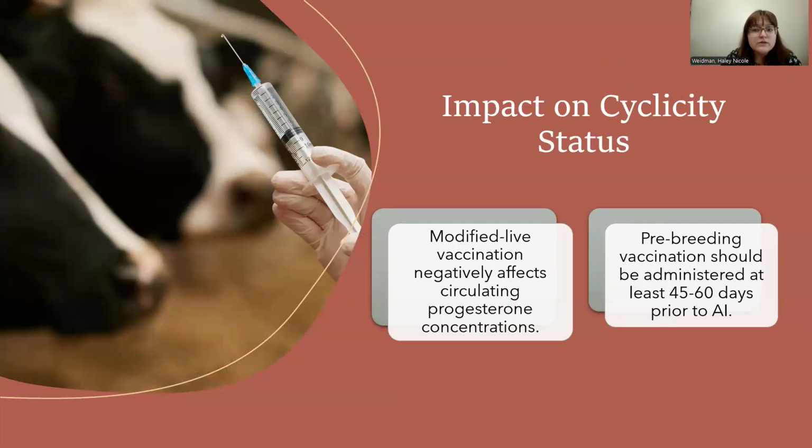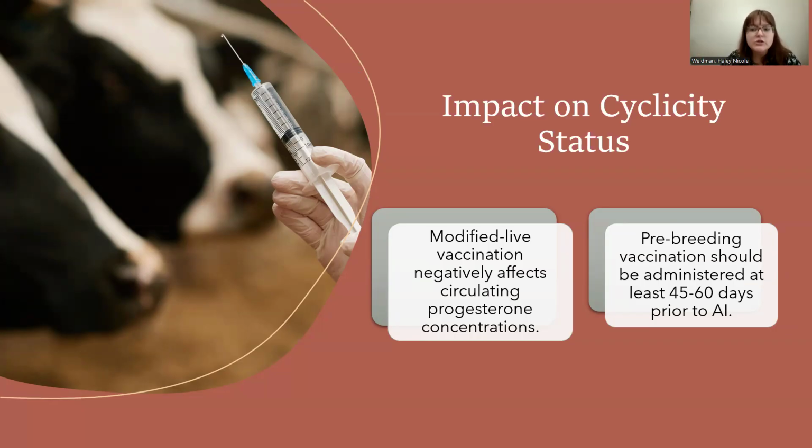So this leads me to the impact on cyclicity status that modified live vaccines have. Modified live vaccination has been shown to negatively affect circulating progesterone concentrations, and when progesterone concentrations fall below a certain threshold, large luteal cells on the ovary are not able to produce the proper quantities of progesterone to properly cycle or maintain a proper pregnancy.